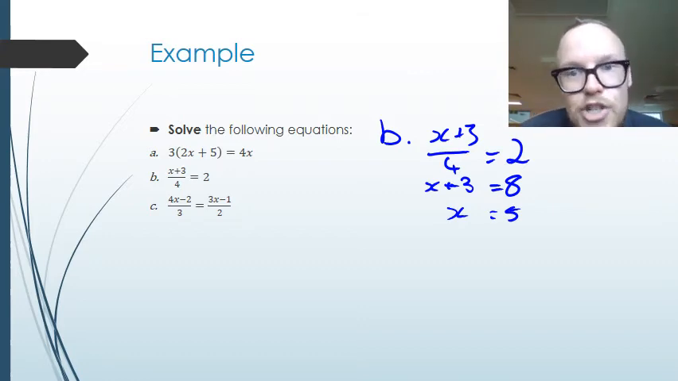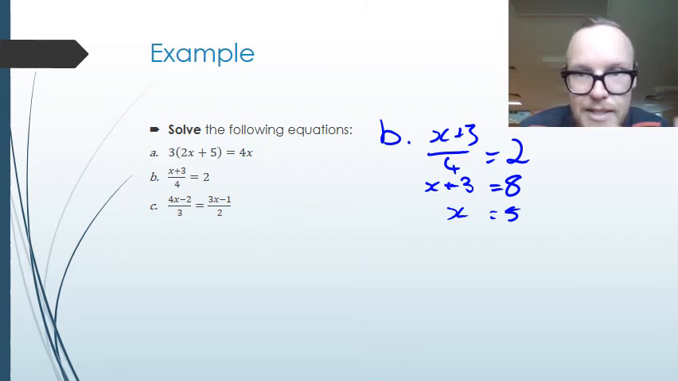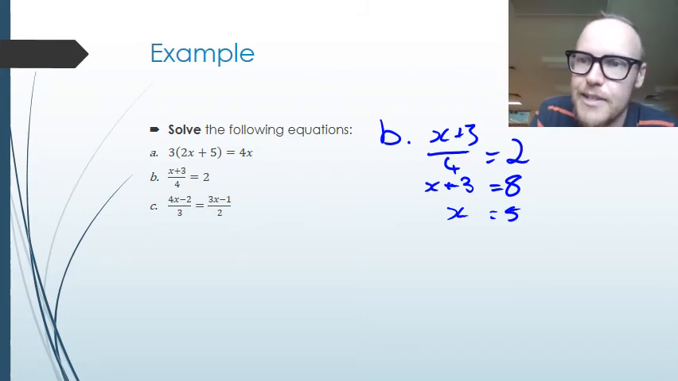Once again, we can check whether our answer is correct by substituting x equals 5 back into our original equation and seeing if it's true. So if I do that, 5 plus 3 divided by 4, yes, that's the same as 2. So we can check our answer there.